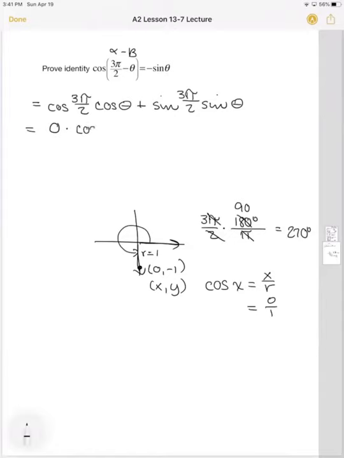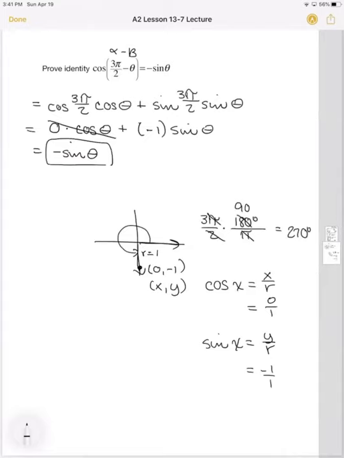And I'm multiplying that by the cosine of theta. Now, I'm going to add to that the sine of 3 pi over 2, and the sine of any angle is y over r. In this case, it's going to be negative 1 over 1, which is negative 1, times the sine of theta. Well, what do I get here? This cancels out, and I get negative sine theta. And it's really as simple as that.